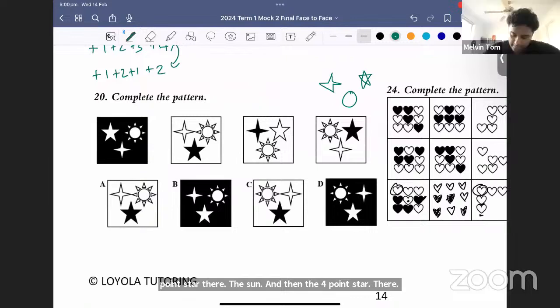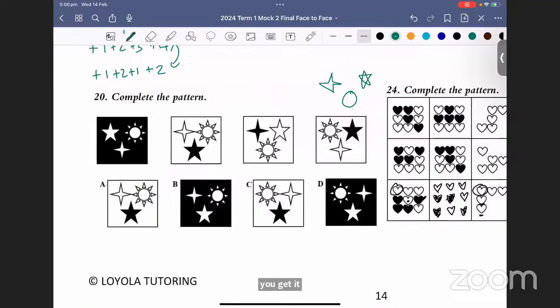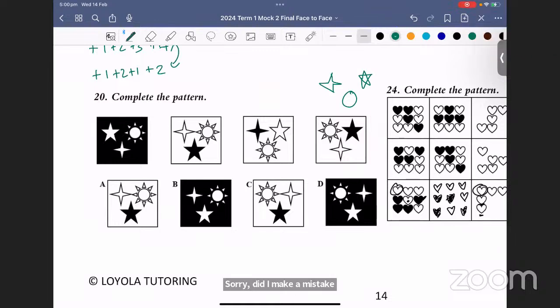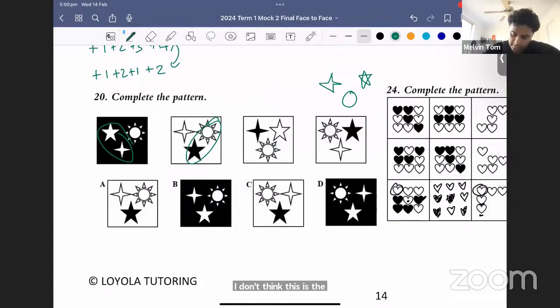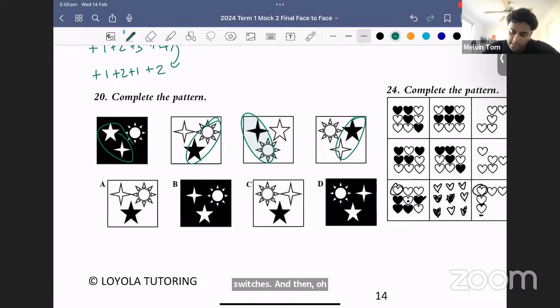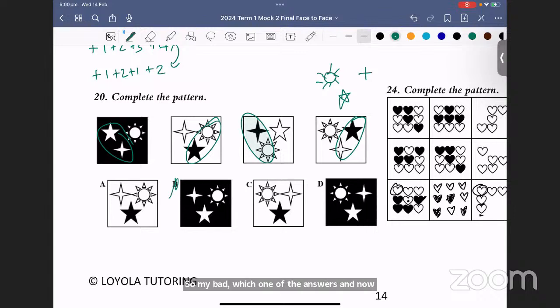And which one of the answers makes sense for that? I don't think that having the sun in the bottom. Sorry, did I make a mistake? Sorry, one second. Let me just double check. So that switches, star and that. And then, oh, sorry, these two should switch. My bad. I messed up. So the sun, sorry, should be there. And then the 5-sided star should be here. And then the 4-sided star should be there. So my bad. Which one of the answers now makes sense? C and D. So cancel out A and B.